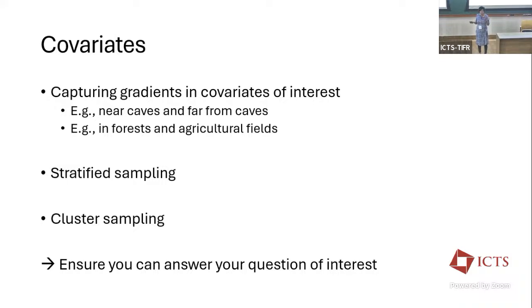So we want to make sure that we capture areas which have low prey and capture areas which have high prey. Otherwise, there's nothing we can say about any of these things. Or percentage of forest. We want to capture areas which have low forest and capture areas which have high forest. Otherwise, we can't really say anything about it.